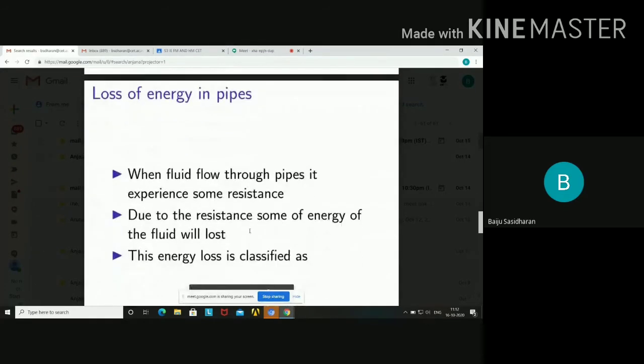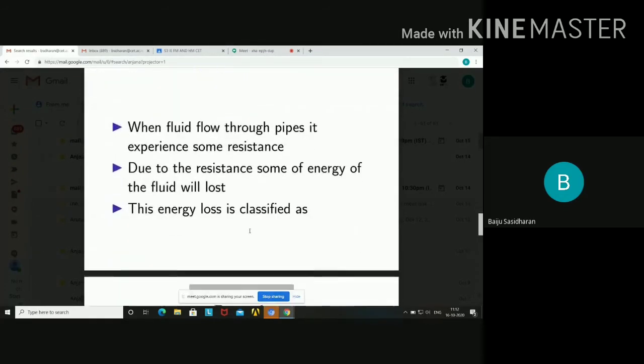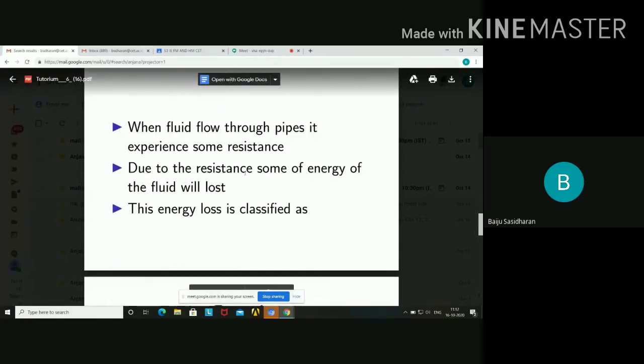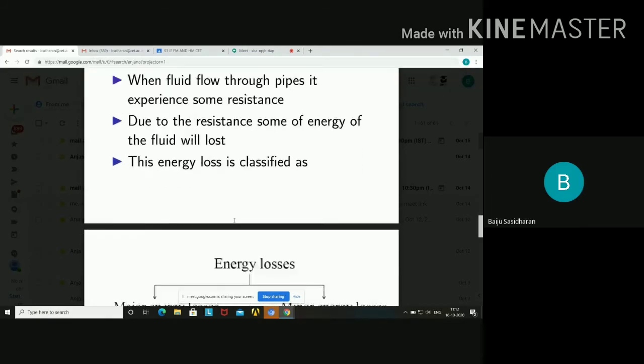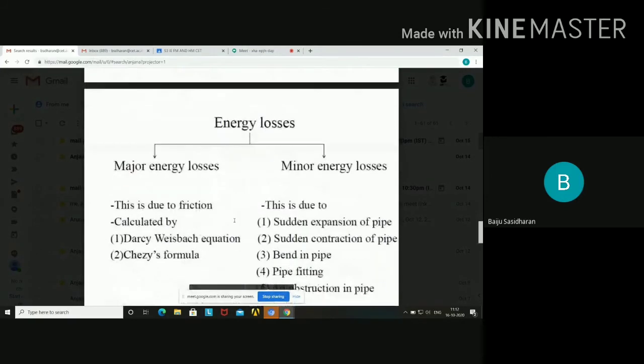Next, we have to study the loss of energy in pipes. So when fluid flows through pipes, it experiences some resistance. Due to the resistance, some of the energy of the fluid will be lost. These energy losses are classified as major energy losses as well as minor energy losses.